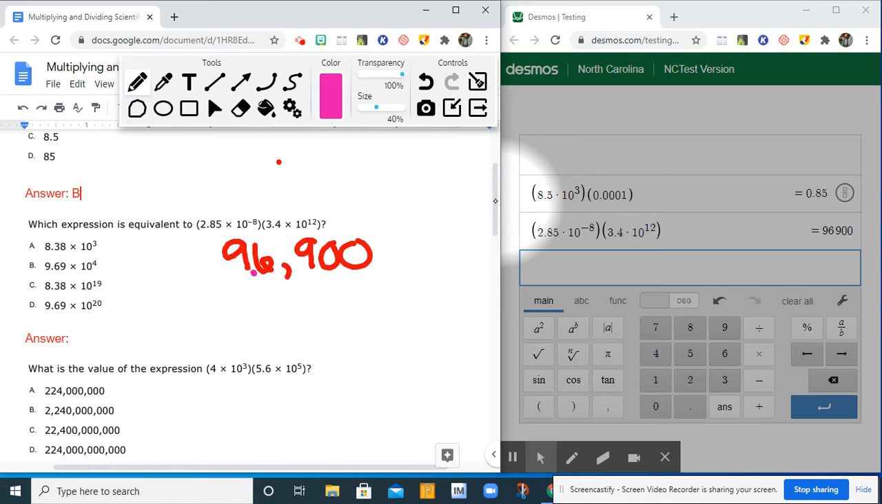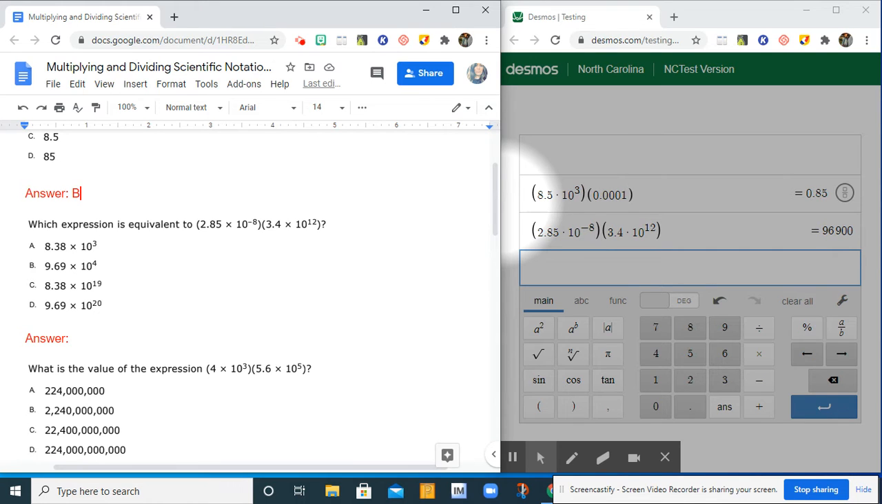So my decimal point should be between the 9 and the 6 because that number is going to read 9.69. Now that number is greater than 1 and it is less than 10. So let's count the place values that I changed: 1, 2, 3, 4. So it becomes times 10 to the 4th power, which makes that particular answer B as well. 9.69 times 10 to the 4th power. Again, that answer choice was B.